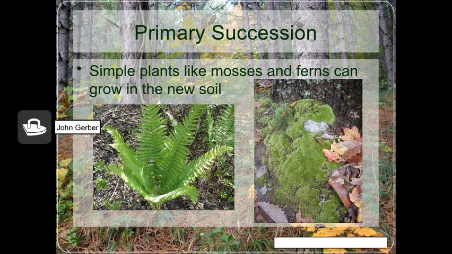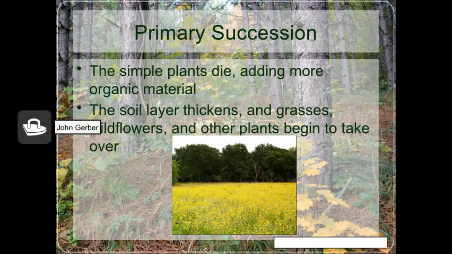Once the lichens have decomposed and formed a little bit of soil mass, simple plants like mosses and ferns begin to grow in the new soil. Ferns and mosses are generally the second kind of plant you see after lichens. These simple plants die, adding more organic material. Soil begins to build up. It's a very, very slow process.